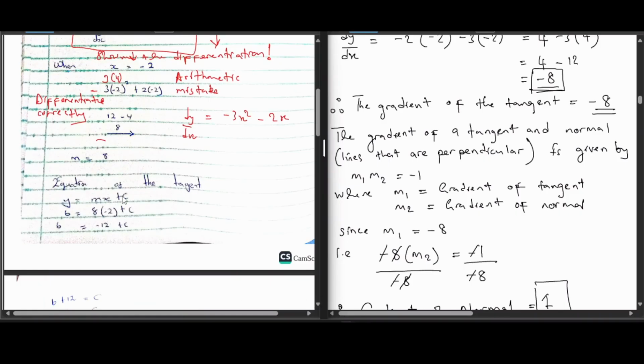Equation of the tangent y is equal to mx plus c. 8, alright.